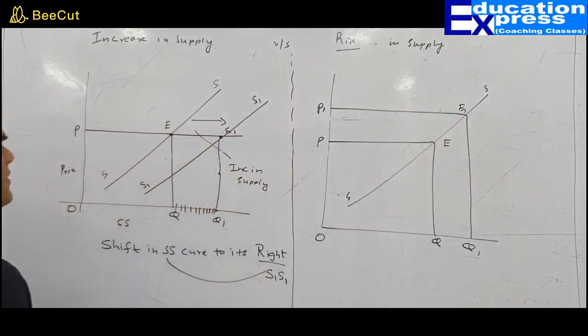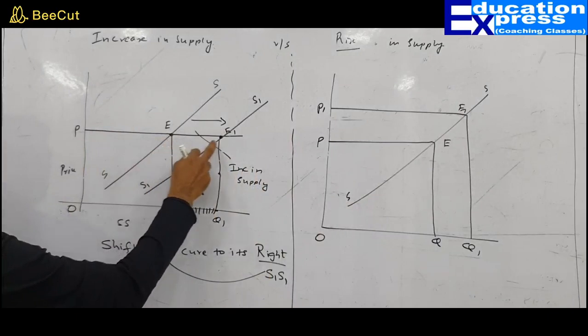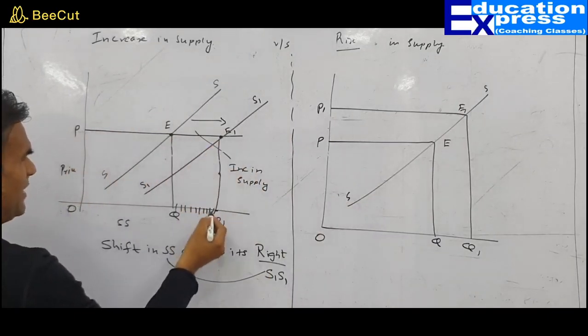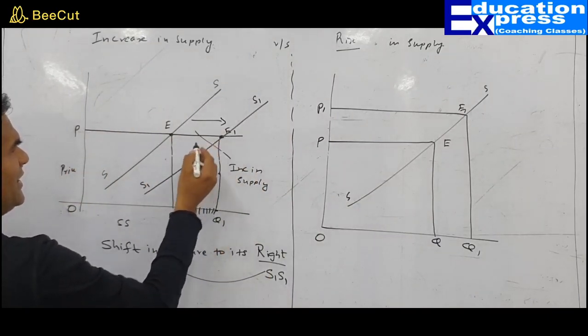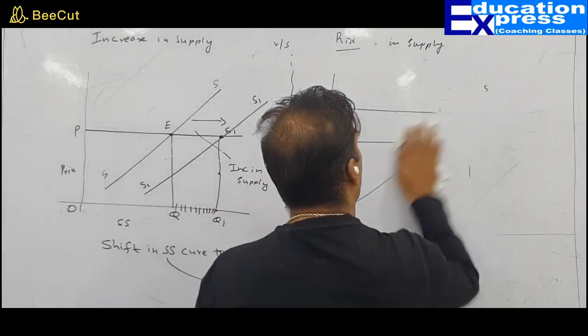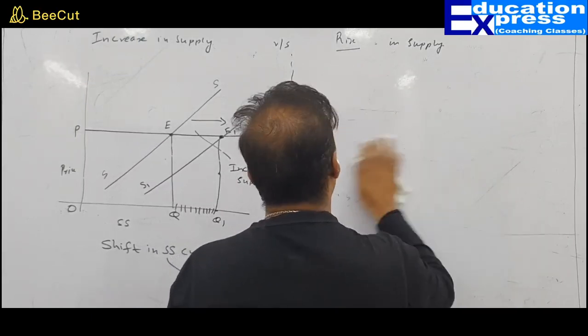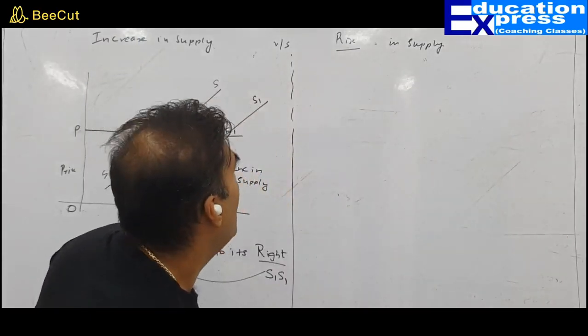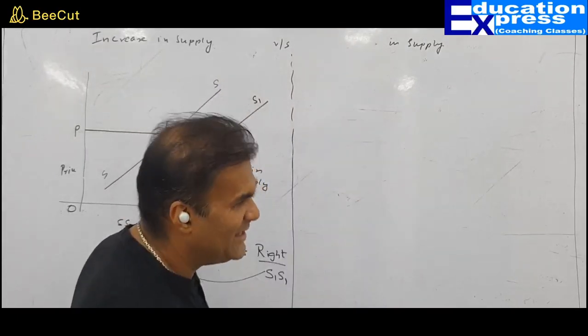Whereas over here, I have shifted my supply curve because price remains the same. Quantity has to increase. It intersects over here. So there is a shift in the supply curve. In case I want to do fall in supply, I cannot use the word fall. I use the word decrease. Very good.